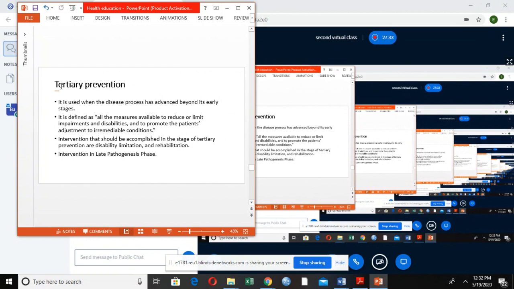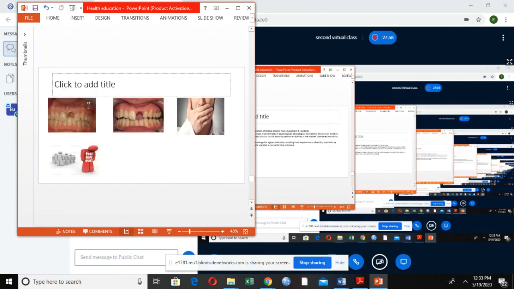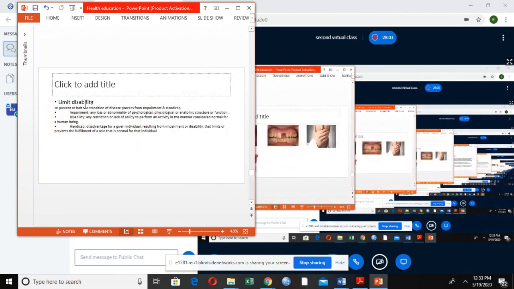For example, if you lost your kidney function and you've gotten kidney failure, the work of tertiary prevention is to prevent other organs from getting to disability level. And rehabilitation, you rehabilitate that person. So tertiary prevention involves these two things: limitation of disability and rehabilitation. Let's see what limitation of disability is. This is to prevent or halt the transition of disease process from impairment to handicap. You're halting the process of development of impairment and handicap.